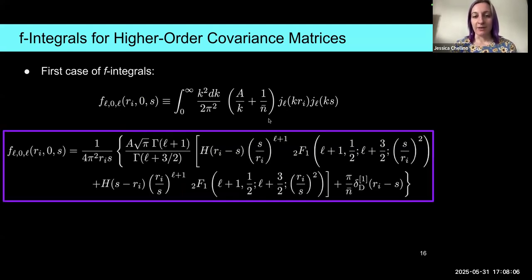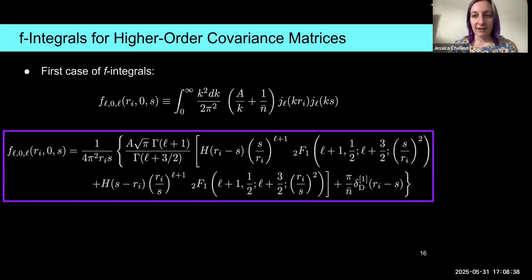We're able to evaluate this in terms of relatively simple functions. So here again we have Heaviside functions, which says that this term only contributes when r is greater than s. This term only contributes when s is greater than r, and both of them are proportional to the Gauss 2F1 hypergeometric functions. Essentially, those are power series of the argument, which is s over r squared or r over s squared. And then finally, we have a Dirac delta term, which only contributes when r and s are equal.